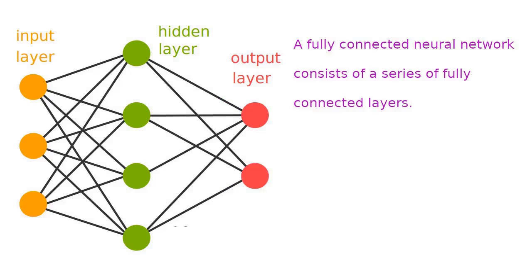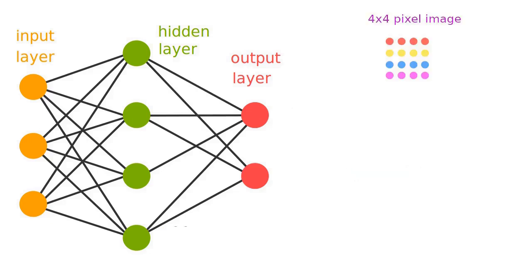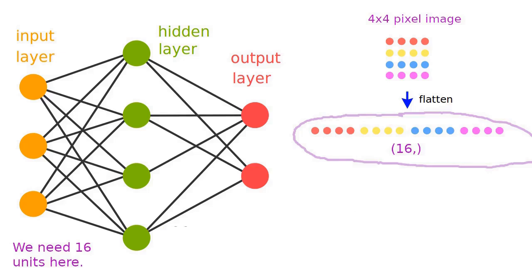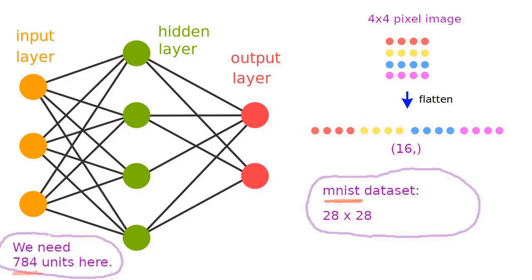Before we can start coding, we need to address some issues. Firstly, how do we input an image into the neural network? For example, if we have a 4 by 4 pixel image, one approach is to flatten the image pixels to create one-dimensional data. This means the input layer will have 16 neurons, or units. In the case of the MNIST dataset, the input layer will have 784 units.